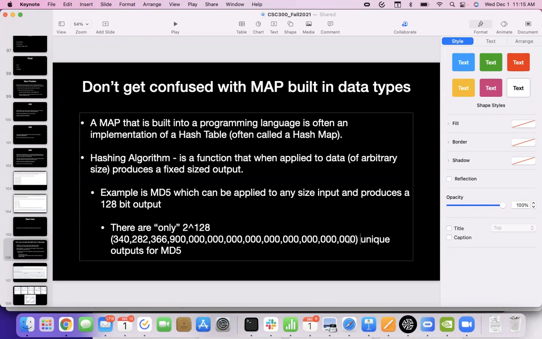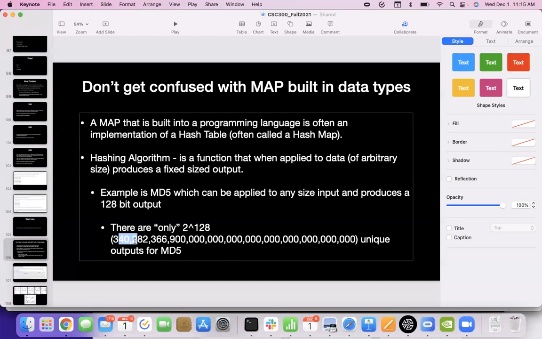And I'm not even going to try to read it, but it's a humongous number. But the important thing with hashing is it's not an infinite number. If I'm allowing for arbitrary size inputs and producing a fixed size output, that means my number of outputs is only this many unique outputs. Yet I might have 10 times that in potential inputs. My potential inputs in this case are infinite.